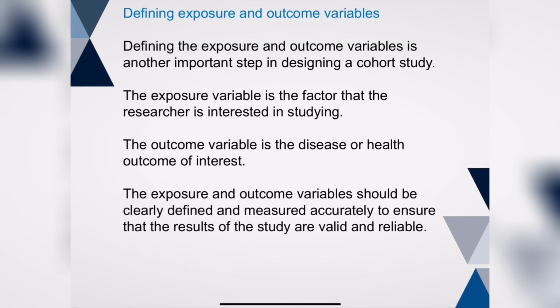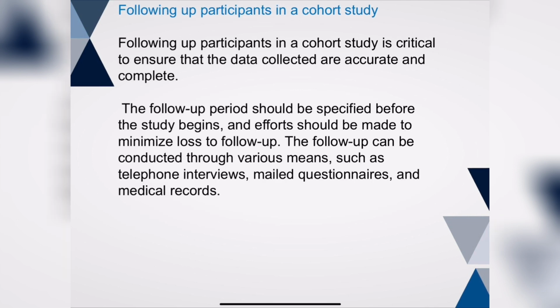Now let's talk about defining exposure and outcome variables. Defining the exposure and outcome variables is another important step in designing a cohort study. The exposure variable is the factor that the researcher is interested in studying. The outcome variable is the disease or health outcome of interest. The exposure and outcome variables should be clearly defined and measured accurately to ensure that the results of the studies are valid and reliable.